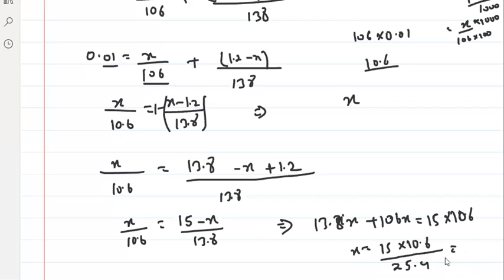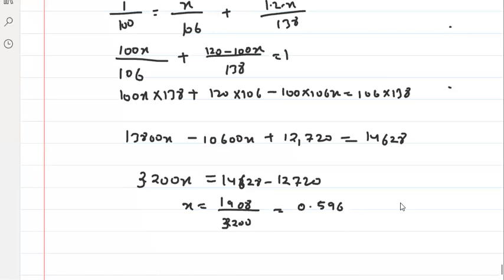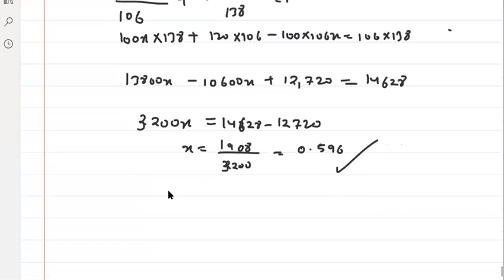Right, everyone? So you have to solve for this. 159 by 25.4. There's some mistake I did again, I guess. I don't know what is happening today. Okay, guys, so this is the calculation. This is the answer: x is 0.596. So the next is 1.2 minus x, so you can find it. So this was the first part.